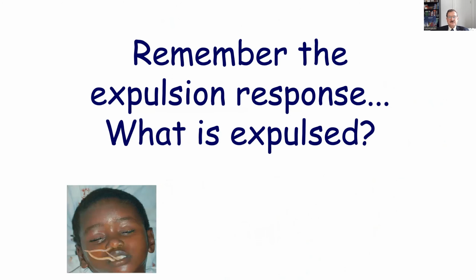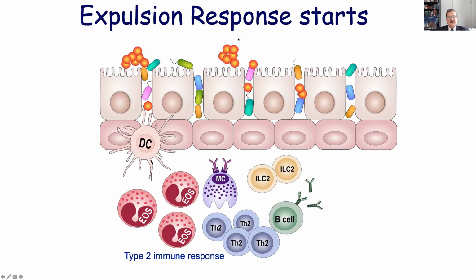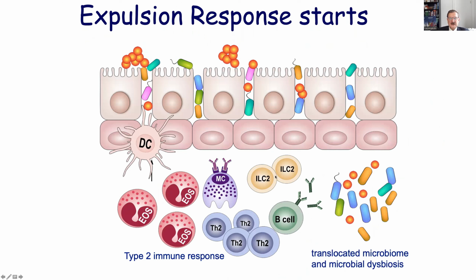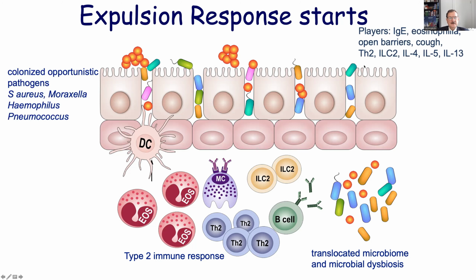Now remember the expulsion response. The second thing that happens is the expulsion response. So what is expulsed? It is not the parasite larva, but the microbes that are trying to go in between, touching the epithelial stem cells or translocating below the epithelial cells, that should be expulsed. To expulse these microbes, we show an immune response, and this immune response is a type 2 response in most cases, together with IgE, eosinophilia, T helper 2 cells, ILC2, IL-4, IL-5, and IL-13. At the same time, we have colonization of opportunistic pathogens, mainly in the respiratory area. We are talking about Staph aureus, Moraxella, Haemophilus, and Pneumococcus.